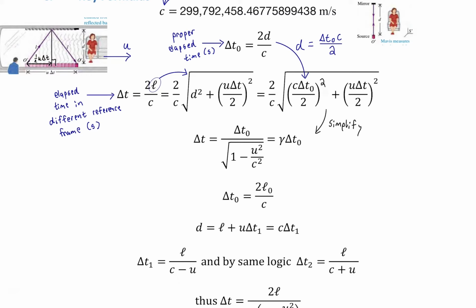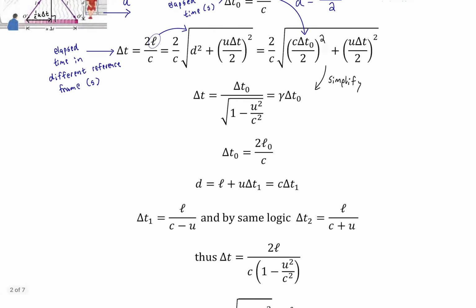Algebraically, we can simplify this expression and relate the elapsed time according to Stanley's reference frame to the proper elapsed time according to Mavis's reference frame. And we see what we get. Look what we have. This measured elapsed time is the proper time divided by that square root expression. In other words, it's the Lorentz factor times the proper time. So we see where that expression comes from, that 1 over the square root of 1 minus u squared over c squared. It really comes from this geometric argument, or at least that's one way to derive it.